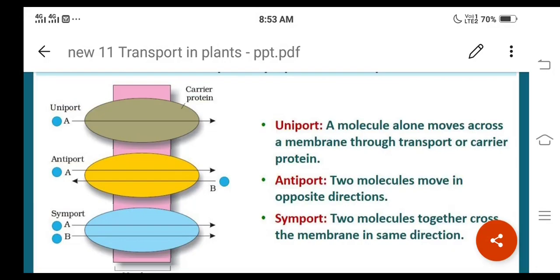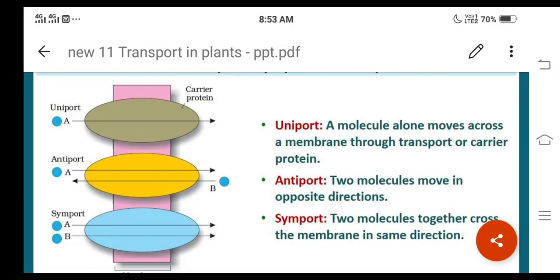Two molecules move in opposite directions. Say for example, A molecule and B molecule. We mention them as A and B, or we can also mention like this. An antiport is the transport of two different molecules or substances in opposite directions. Okay, I will tell you once again. An antiport is the transport of two different molecules or substances in opposite directions. This is also called as antiport.